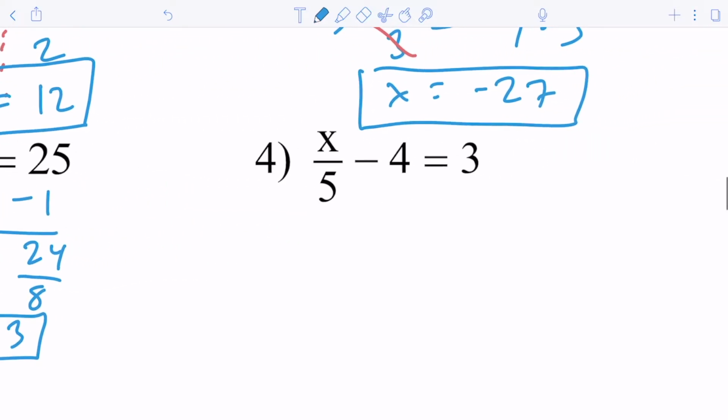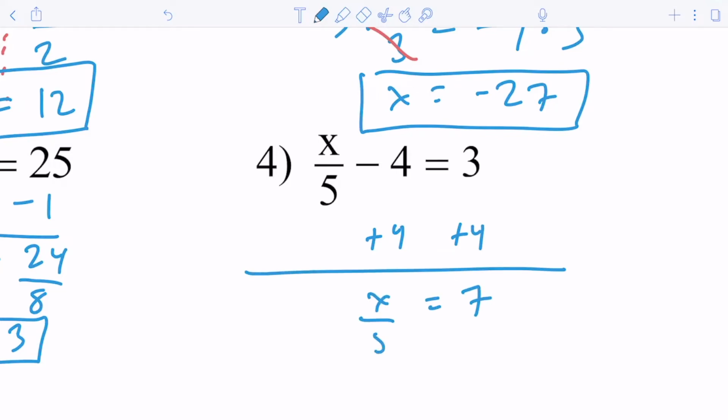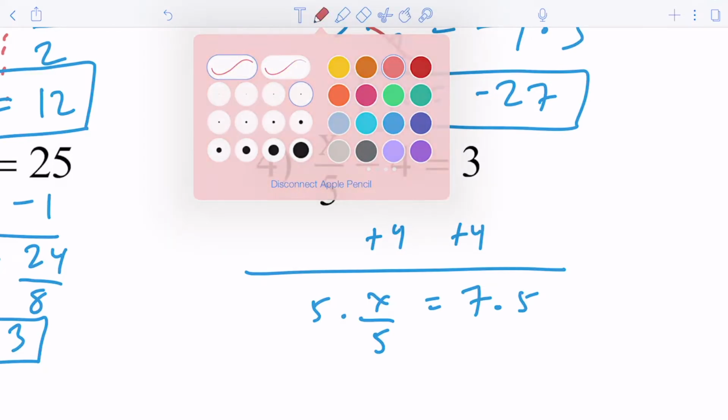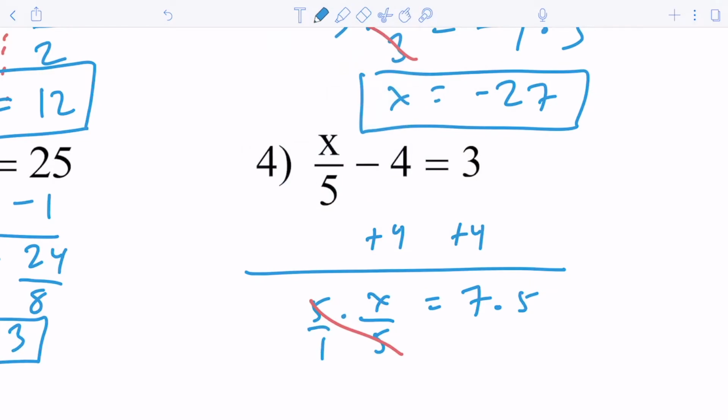And then off over here, x over 5 minus 4 equals 3. So I'm going to add 4 to both sides of the equation. This is 7 on the right side, and I'm left with x over 5, which is the same as x divided by 5. So I'm going to multiply by 5 on both sides. So I'm going to be able to cancel these 5's, because this is like saying 5 over 1 times x over 5, so the 5's cancel. You end up with x equals 35. Okay, so if I check, 35 divided by 5 is 7. 7 minus 4 is 3.